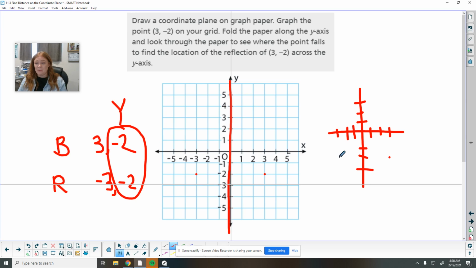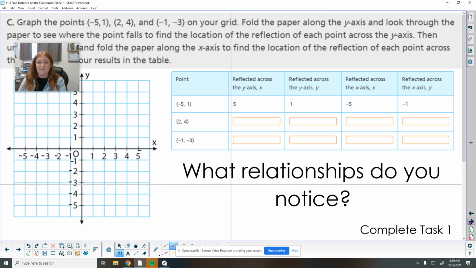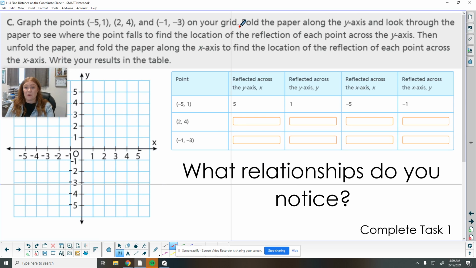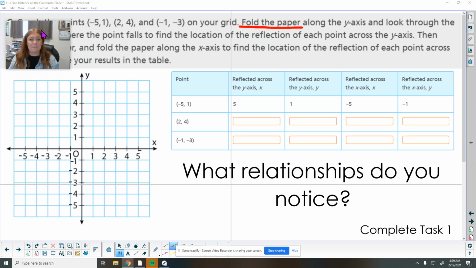It should end up at -3, -2. So let's try a few more of those. So we are going to graph these points. It asks you, if you want, you are welcome to fold a paper and do this. I'm going to look at it mathematically, but if you'd like to fold the paper and see where it falls, that's another great solution. So we're going to start and graph -5, 1.